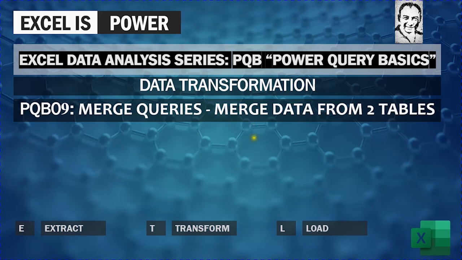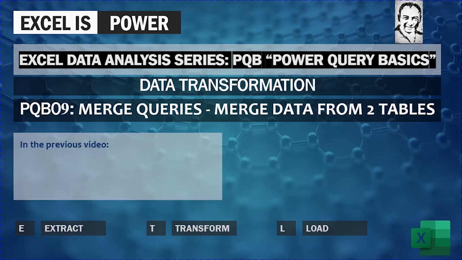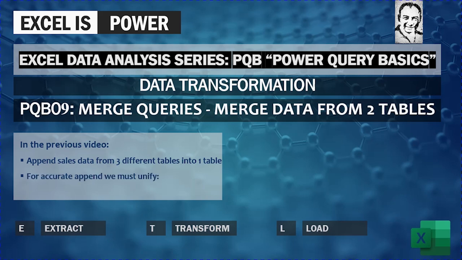So let me remind you with the previous video. In the previous video, we saw how we can use Append to bring the sales data from three different tables into one table. In order to have accurate or proper Append, we need to unify the number of columns, the header names, and the data type.